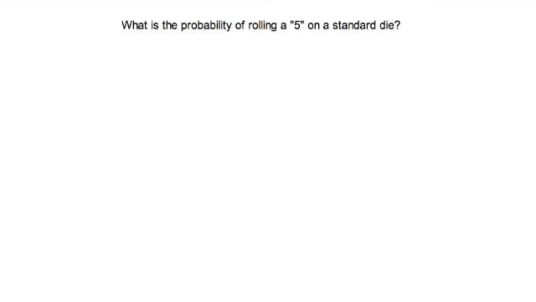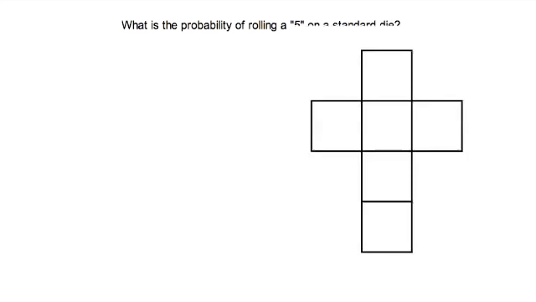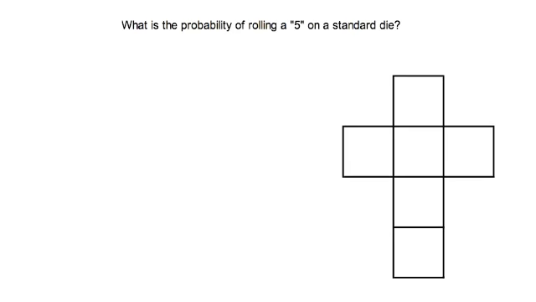And to help us visualize this better, what I've done is I've created a net for a standard 6-sided die, and a net's just what it looks like when it's been unfolded. So I'll just write in the numbers here. For those of you who are unfamiliar, all 6-sided dice are put together the same way, where the 1 and the 6 are on opposite sides, the 2 and the 5 are on opposite sides, and the 3 and the 4 are on opposite sides.